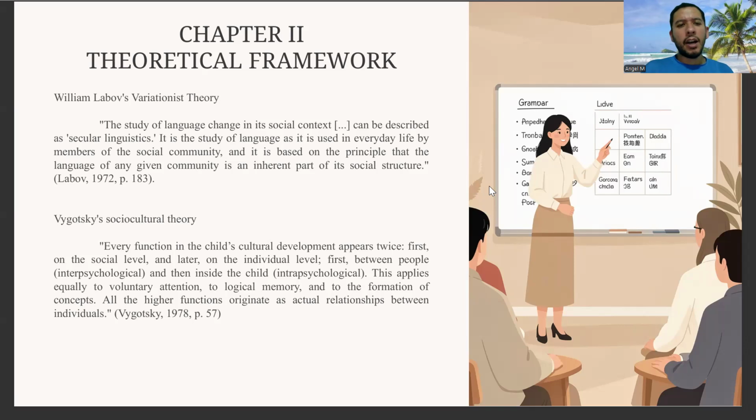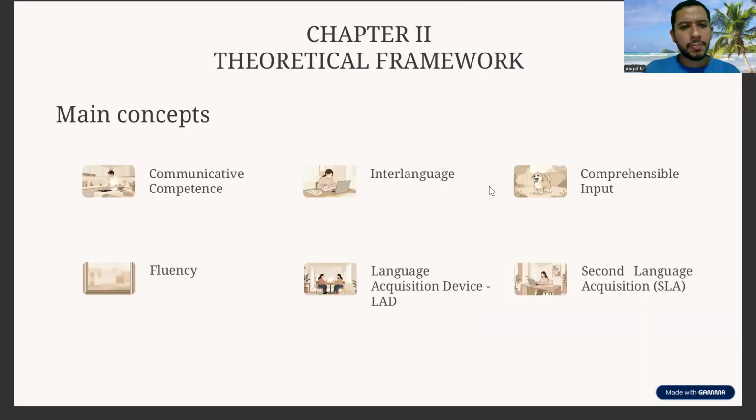These are our main theories about our research project. And in this project, we have main concepts about fluency, interlanguage, language acquisition device, second language acquisition, and others.